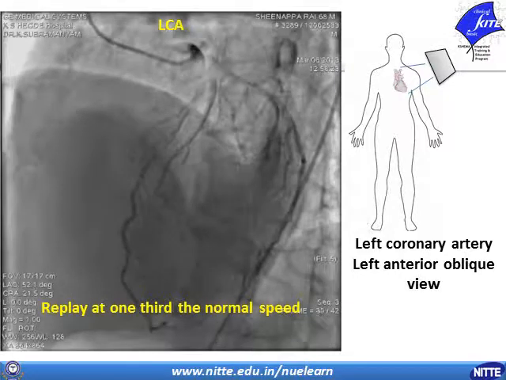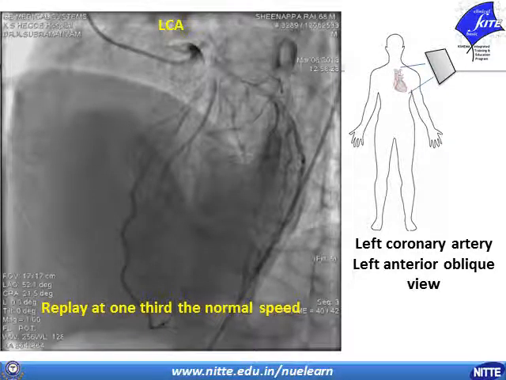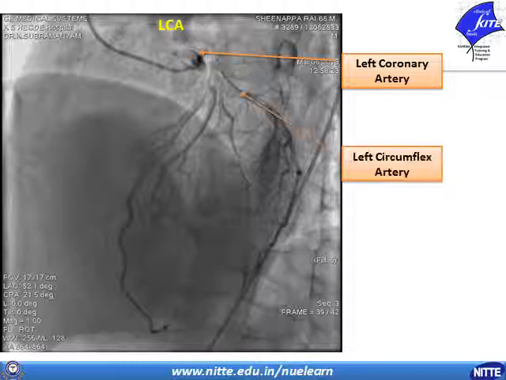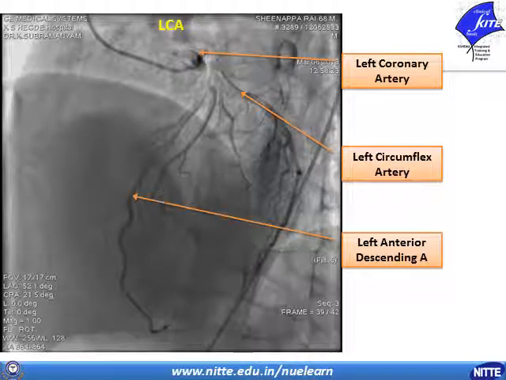As you can see, the injection of the dye fills the trunk of the left coronary artery and then the branches of the left coronary artery. An angiogram therefore provides a detailed view of the coronary artery. You can see the trunk of the left coronary artery, the main stem of the left coronary artery, the circumflex branch, and the anterior descending artery.